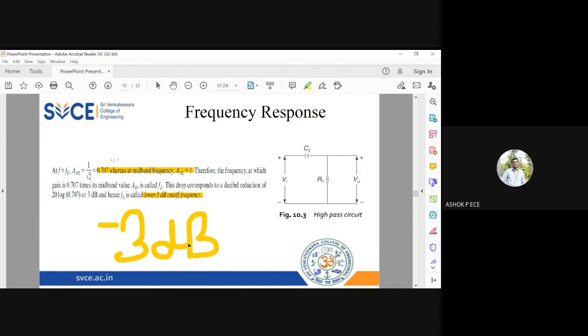Because at that point, the voltage is 1 by root 2 times the maximum value. Maximum value is 1, so 1 by root 2 times 1 is 0.707. If you take the logarithm of 0.707, you get minus 3 dB. So this FL is called the cutoff frequency or 3 dB frequency.